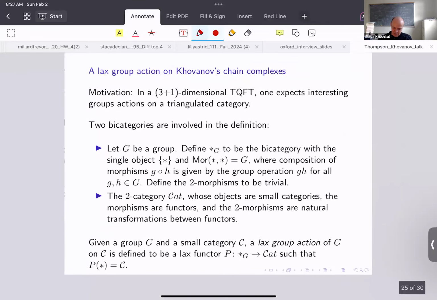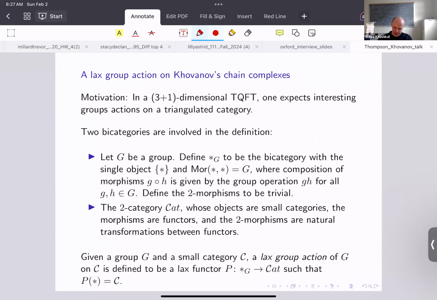All right, then if you want to define a group action on a category, whether it's a genuine group action or, in our case, a lax group action, it's going to be a functor P from this category star sub G to the category Cat, so that P of this unique object is this category C. So we're trying to act by the group on a category C, and the unique object in star G goes to this category C. Then group elements act as functors on this category, and 2-morphisms become natural transformations.